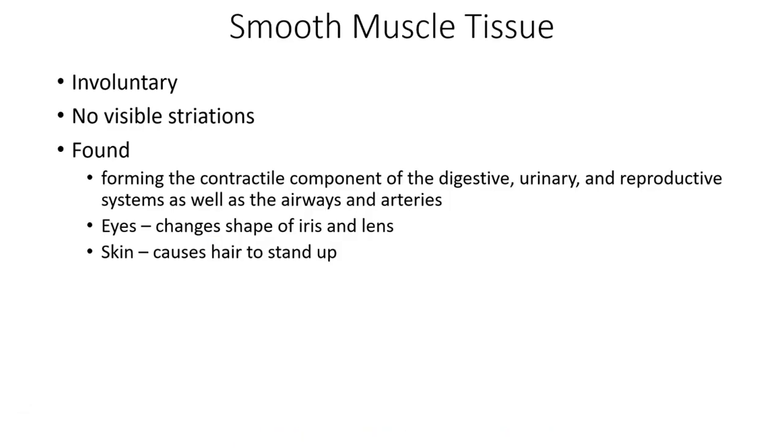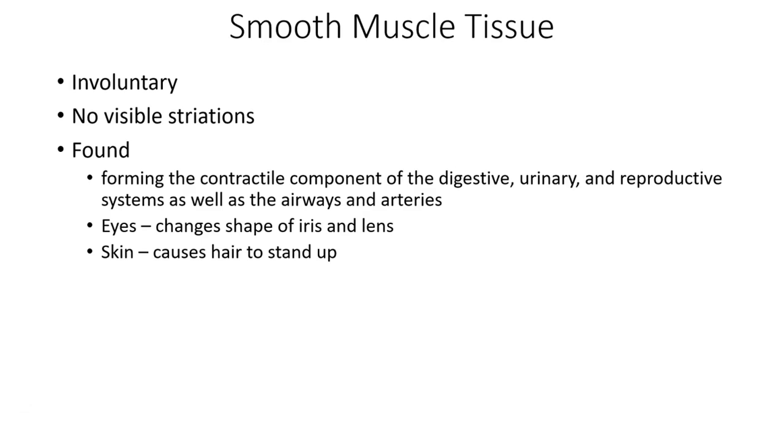And then last but not least is smooth muscle tissue. So this is another involuntary muscle tissue. This is called smooth muscle tissue because it does not have the striations that skeletal and cardiac muscle does. So it looks very, very smooth. It's found largely in the digestive system, but also in the urinary and reproductive systems, and then in our respiratory system, the airways and arteries, plus the eyes.